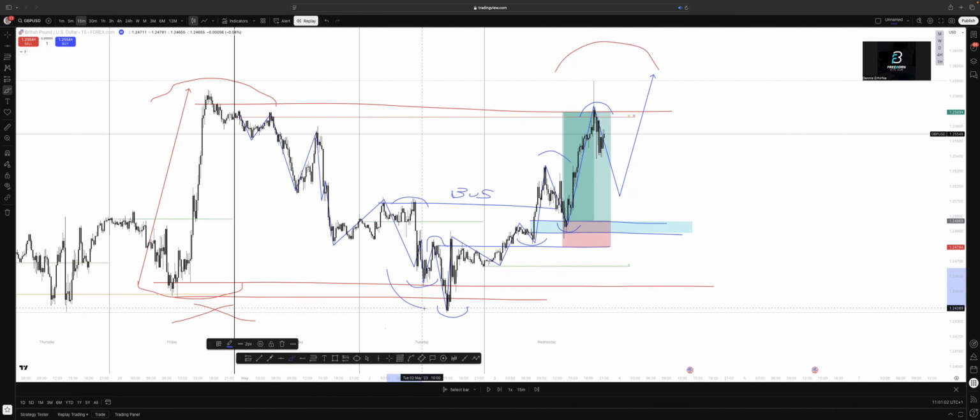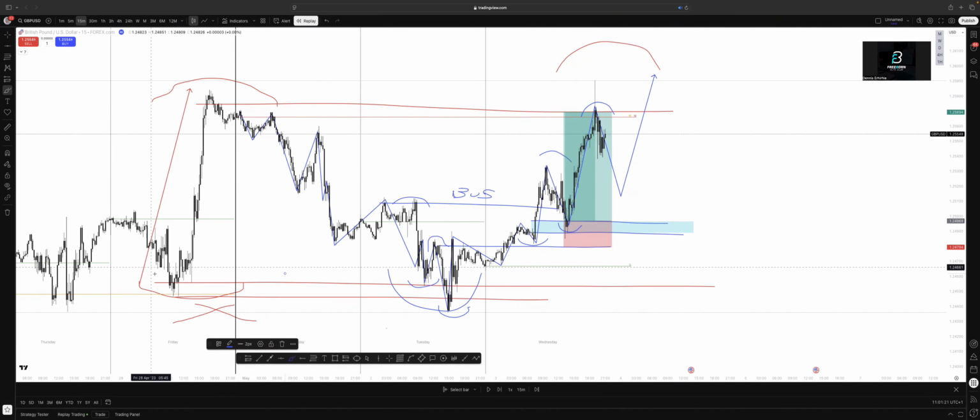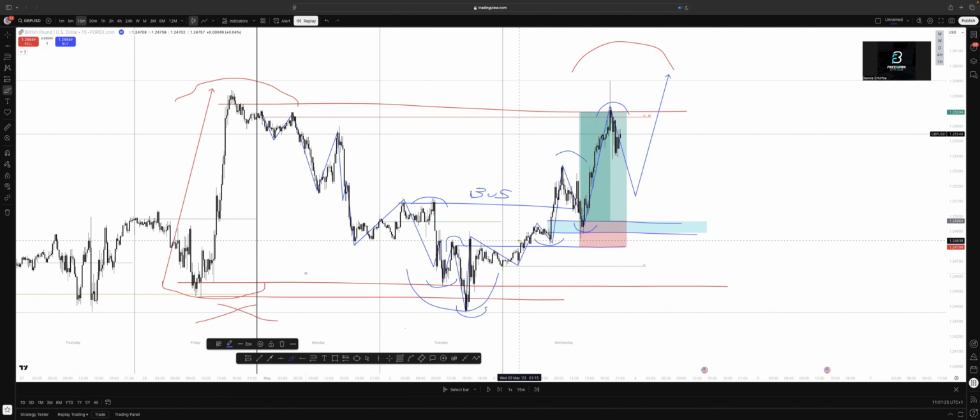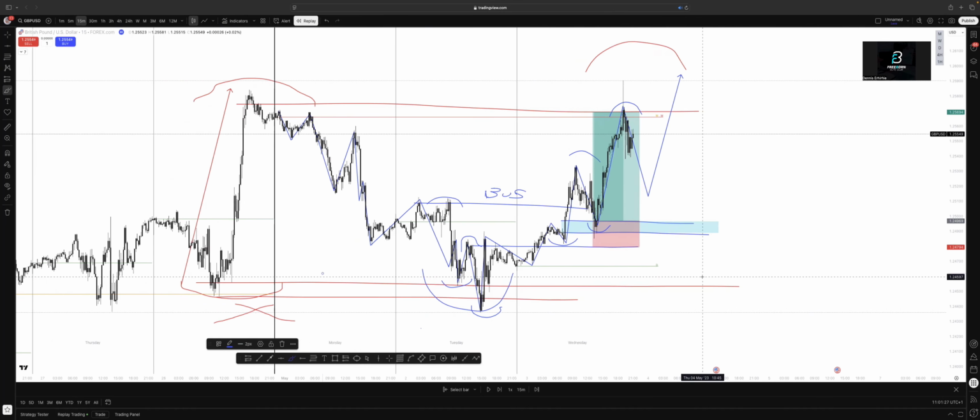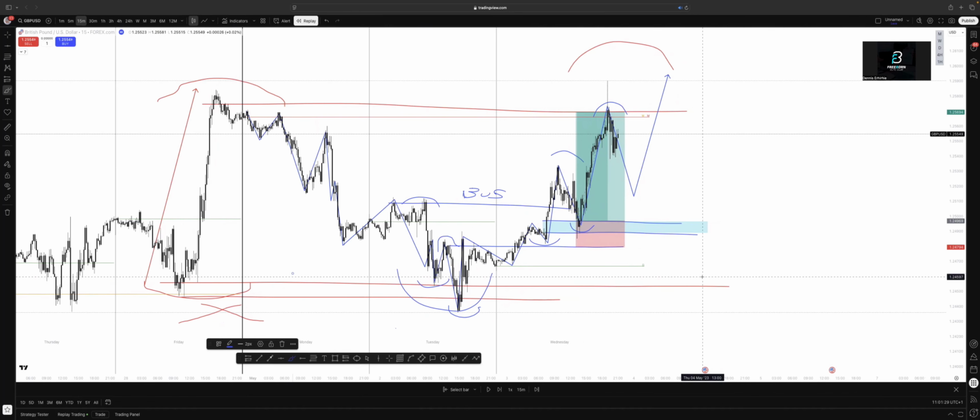For instance, this is the Wyckoff accumulation schematic playing out right here. If you are familiar with the Wyckoff schematic, you'll be able to quickly identify and say, oh, I think the market is turning right here. Coupled with the fact that this is a higher low, Wyckoff schematic, break of structure and all of that, you catch the trend and you're in the right direction of the market.